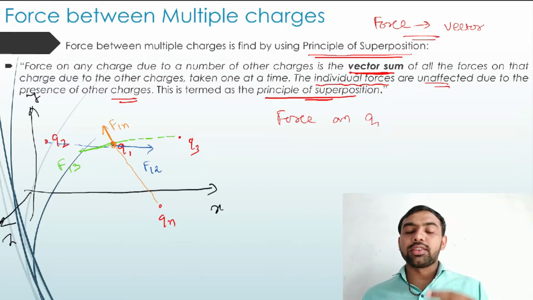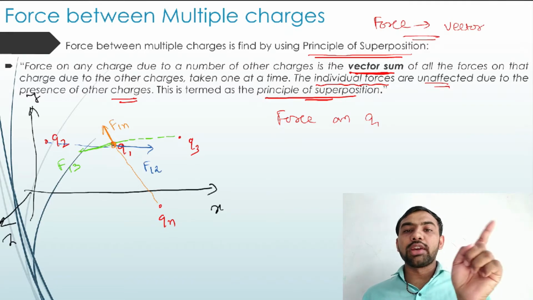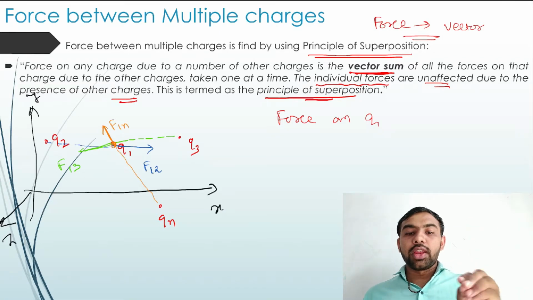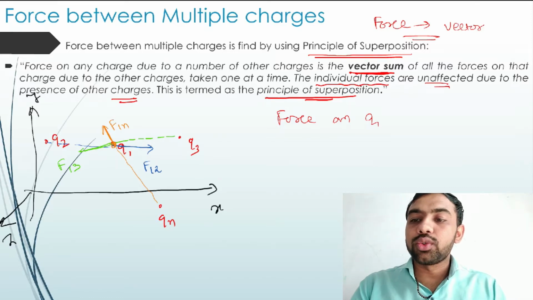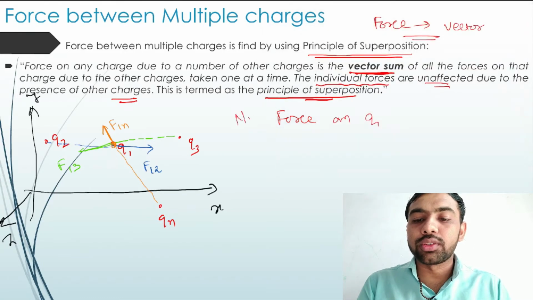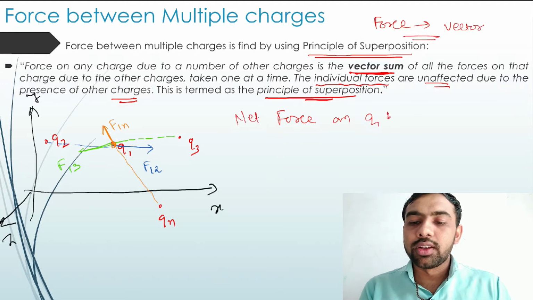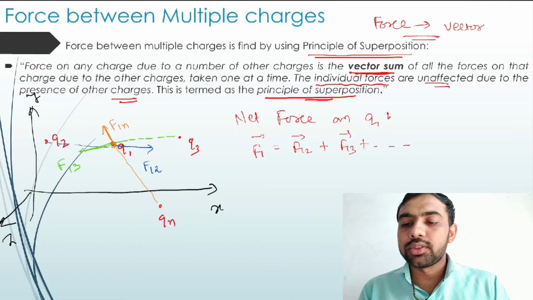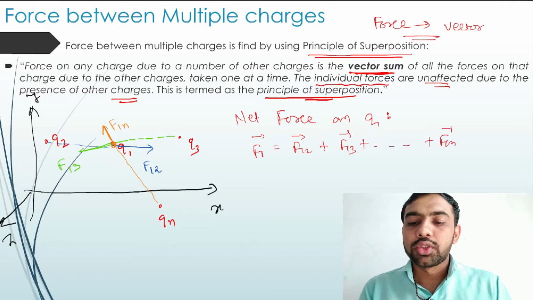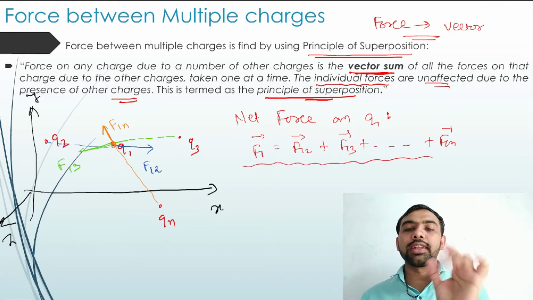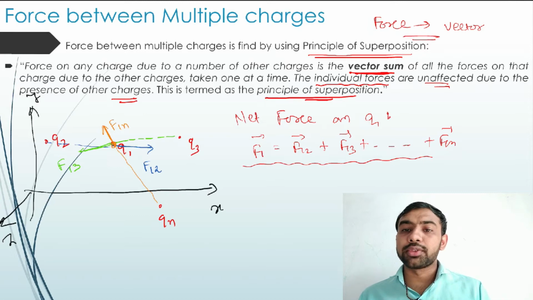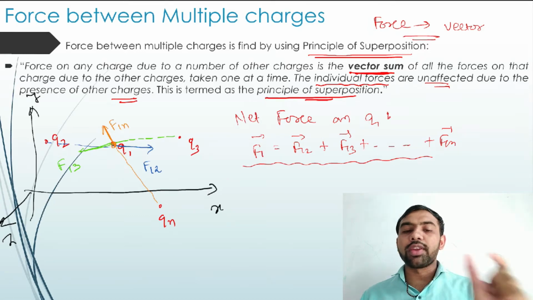So what is the net force on q1? See, F12, F13 and F1n are all in different directions. Then how do we find the net force on charge 1? You just use this formula. The net force on q1 is given as F1 is equal to F12 plus F13 plus and so on up to F1n. The vector sum of all these forces is known as the principle of superposition, and by using this formula we get the answer.